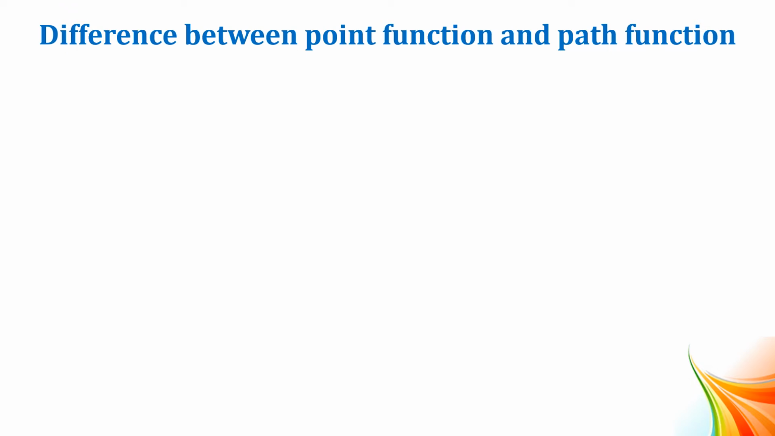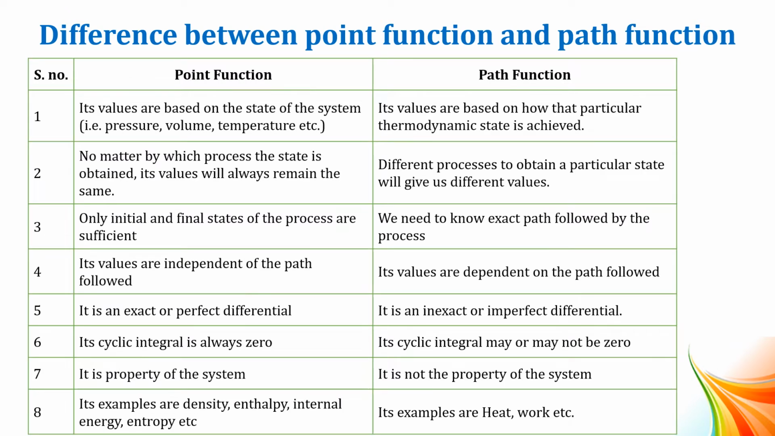Difference between point function and path function. In a point function, its values are based on the state of the system, that is pressure, volume, temperature, etc. In a path function, its values are based on how that particular thermodynamic state is achieved. In a point function, no matter by which process the state is obtained, its values will always remain the same. In a path function, different processes to obtain a particular state will give us different values.